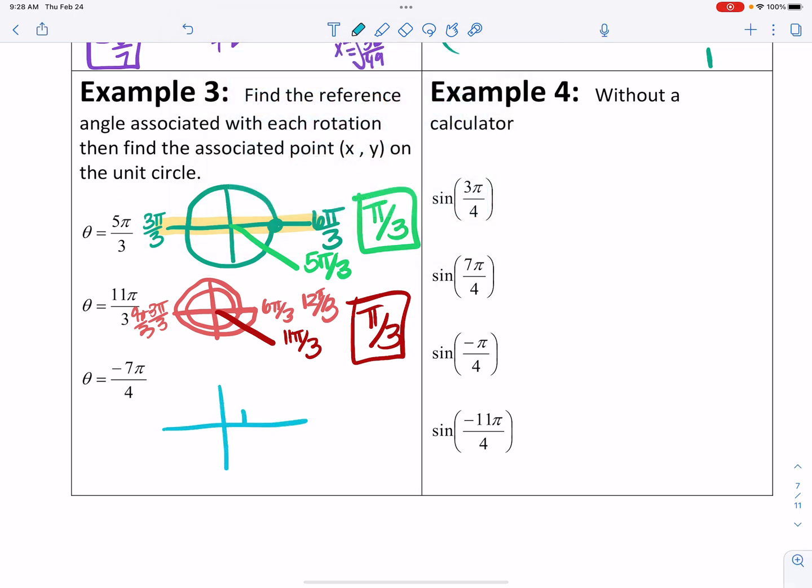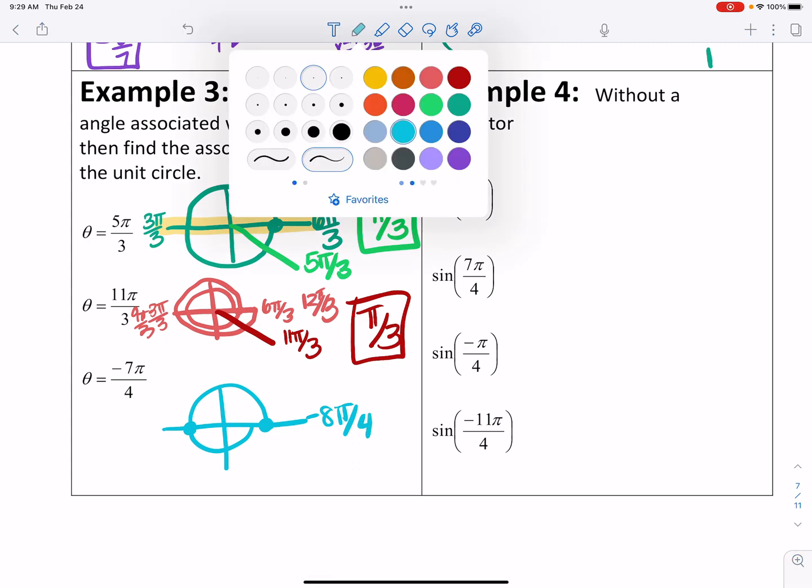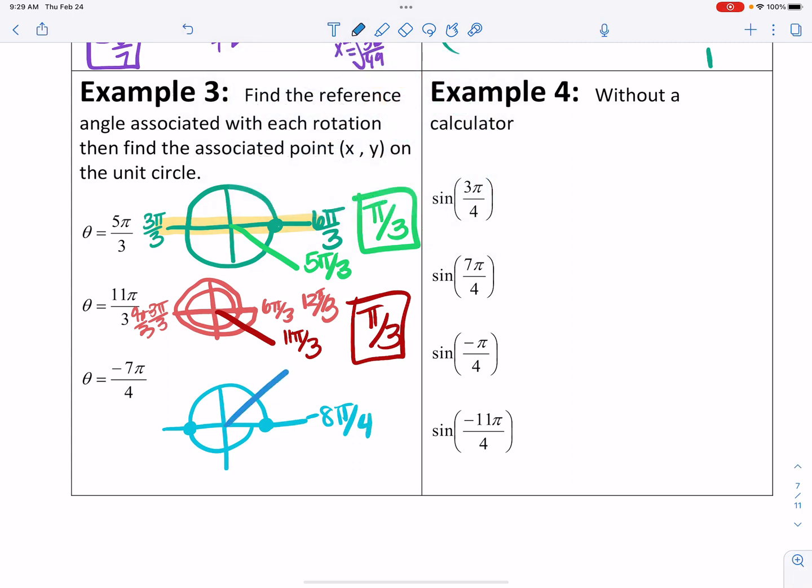So now I'm going to count by fourths. So pi over 4, this would be 4 pi over 4, 8 pi over, oh, it's negative. Sorry. So I'm going to go this way. Negative 4 pi over 4, negative 8 pi over 4. So I'm just counting until I get to the closest one. So wouldn't a negative 7 pi over 4 be right here? Remember, reference angles have to be positive and less than 90, which is less than pi over 2. So my answer to that is pi over 4.